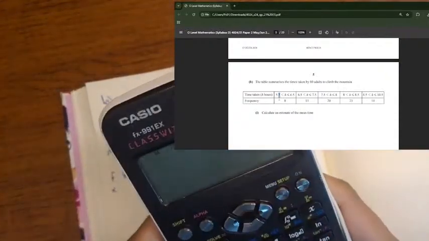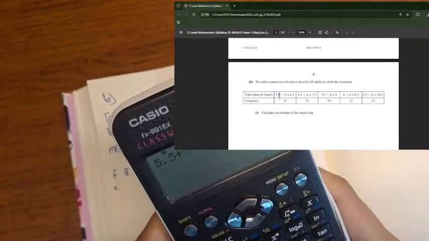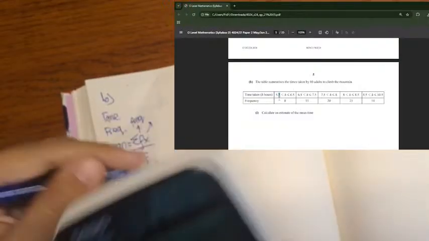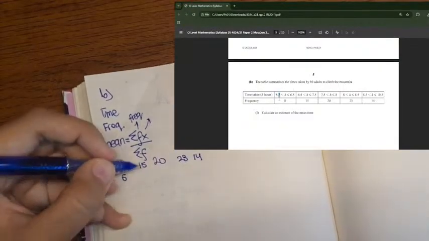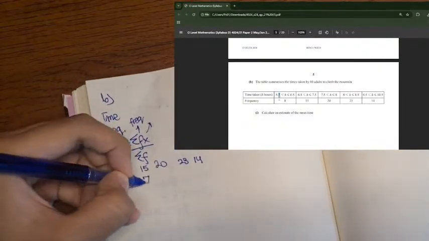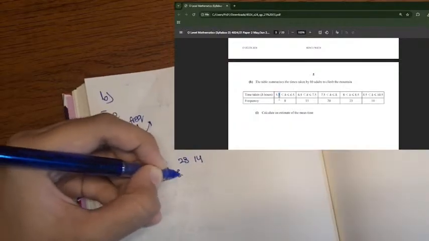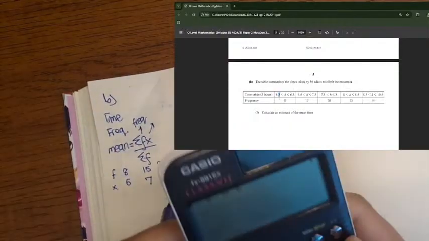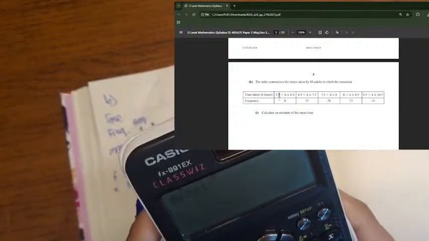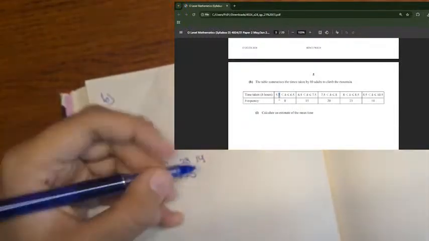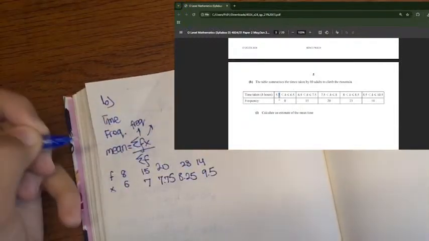So what we'll do is basically find out the midpoint of these. 5.5 plus 6.5 divided by 2 is 6. That's the midpoint of those two. 6.5 and 7.5's midpoint is 7. 7.5 and 8 is 7.75. 8 and 8.5 is 8.25. 8.5 and 10.5's average is 9.5. So now we have the values of f and x.